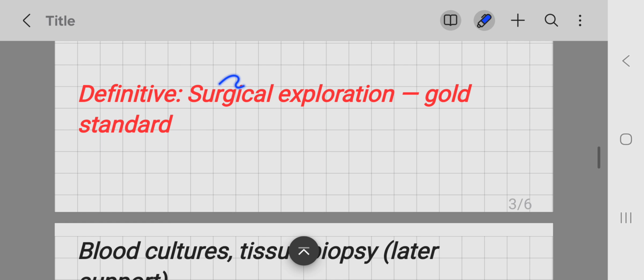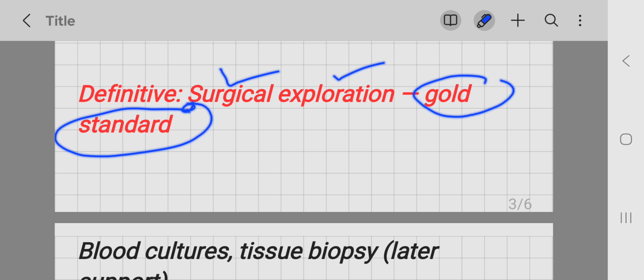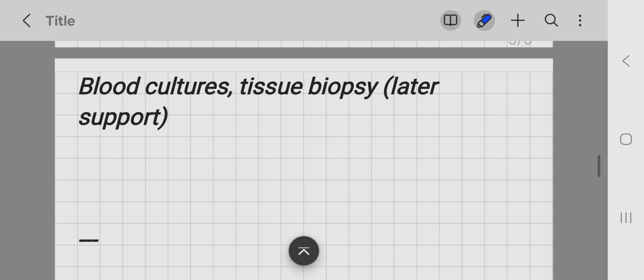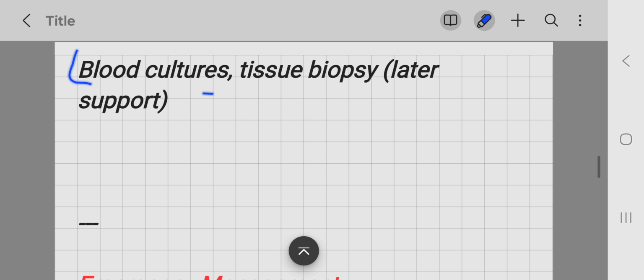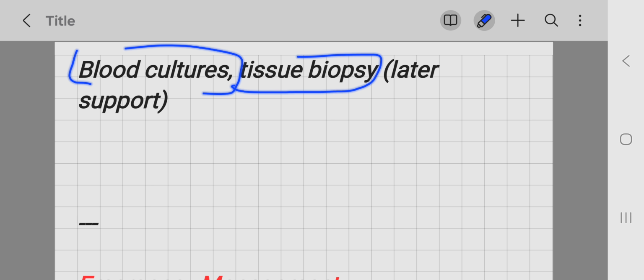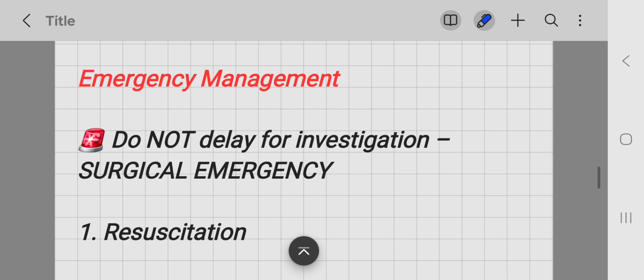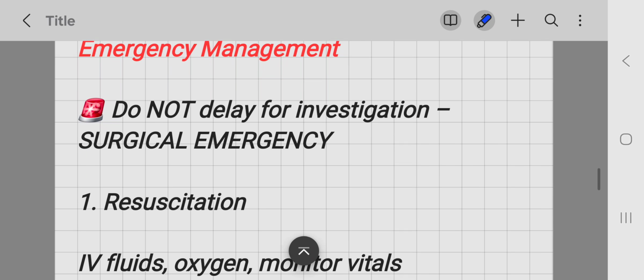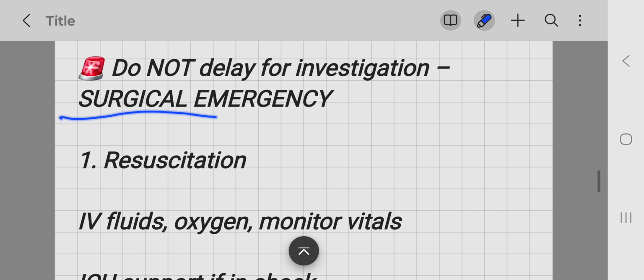Definitive diagnosis can be done through surgical exploration, and it is gold standard because you don't have any time to wait for labs. Blood cultures can be sent after the surgical debridement, and tissue biopsy can also be sent after surgical debridement. Emergency management. Do not delay for investigations. You have to deal with it like a surgical emergency.